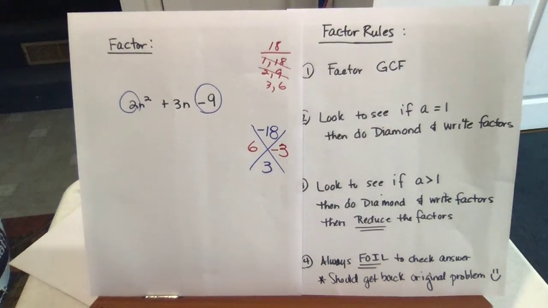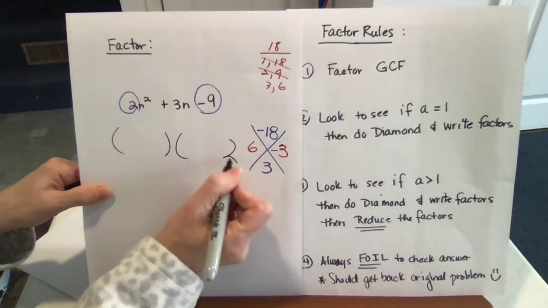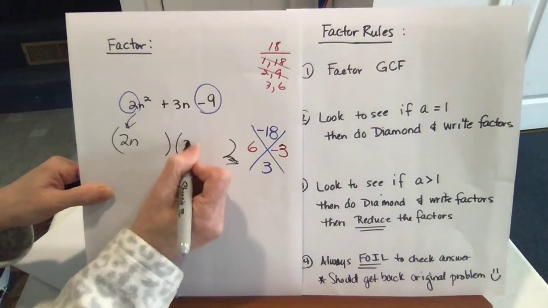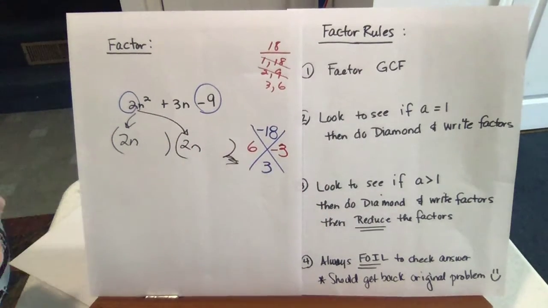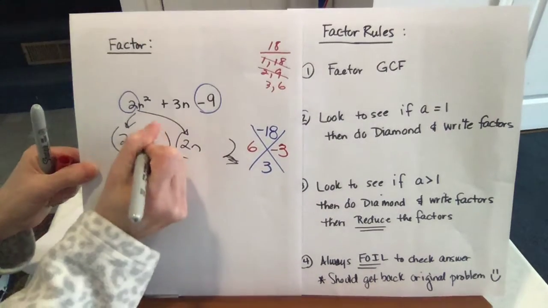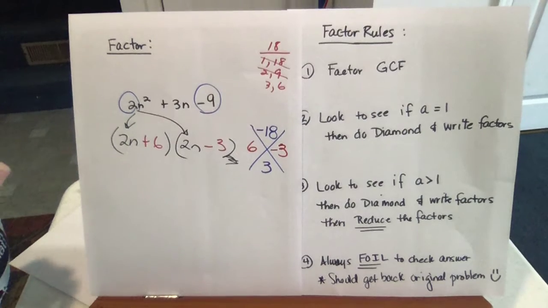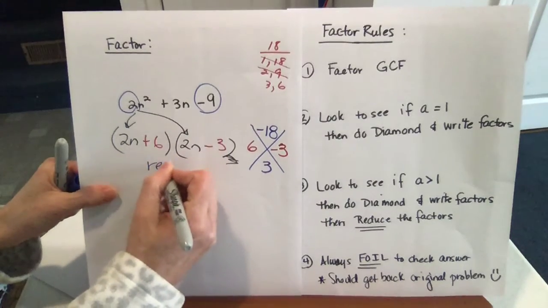Okay? Now, factors. Just like we did before, we open up 2 parens. Our first term, 2n, comes into the first term of each of the binomials. Our completed diamond, +6 and -3, go into our factors. Now we have to look through each one of these and reduce accordingly.